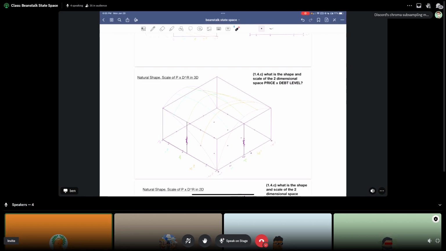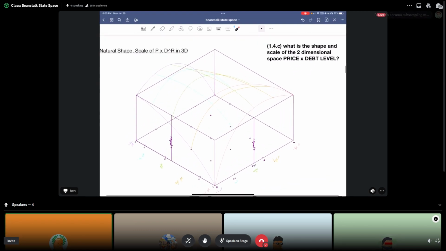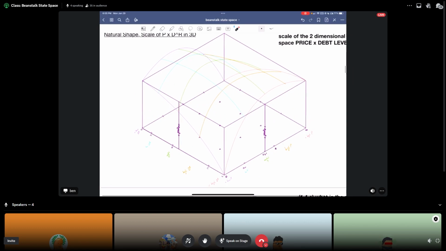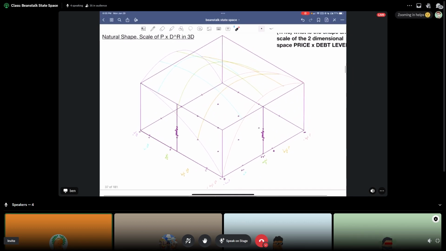Discord's chroma subsampling makes the colored lines rather faint. I'm sorry about that. Great, I'm glad zooming in helps. I'll try to zoom in if it's not clear. Let me know. But remember, there's also the PDF and the Arweave link.